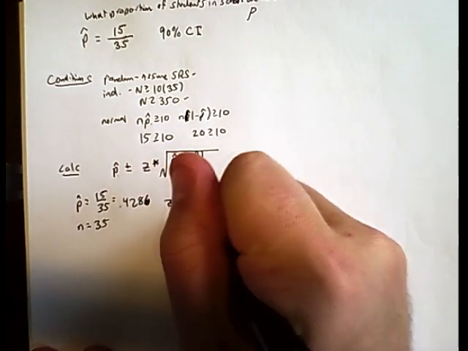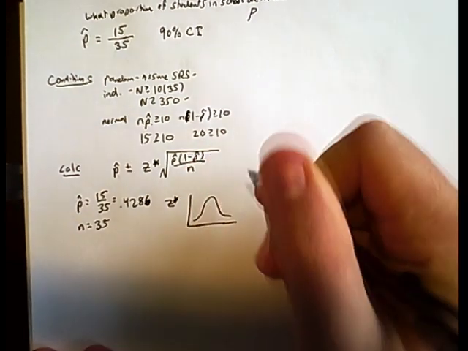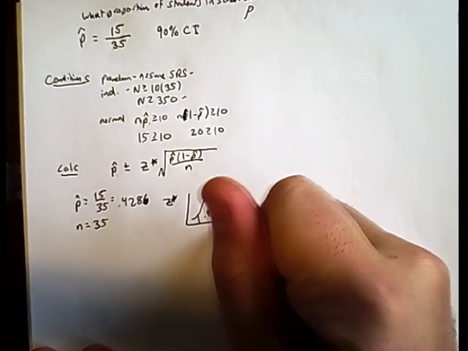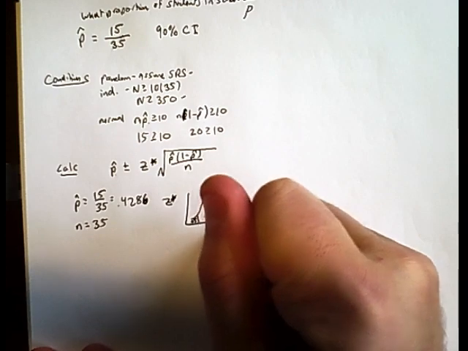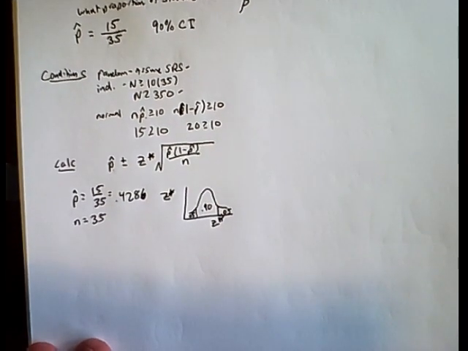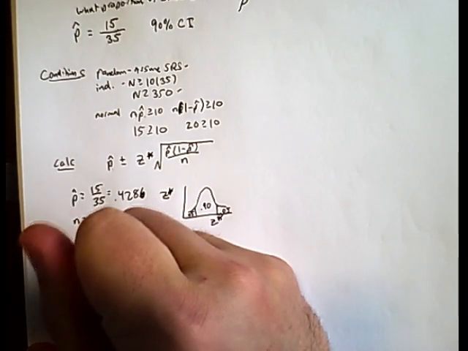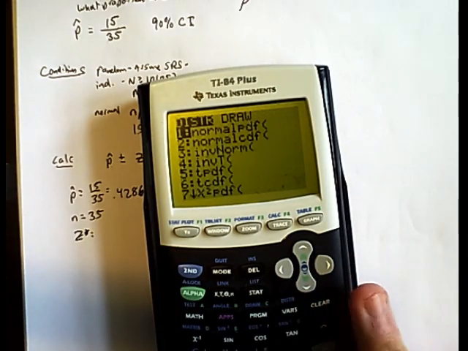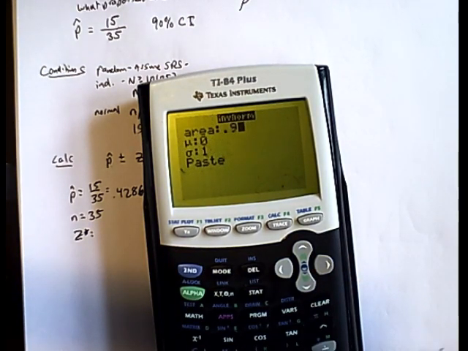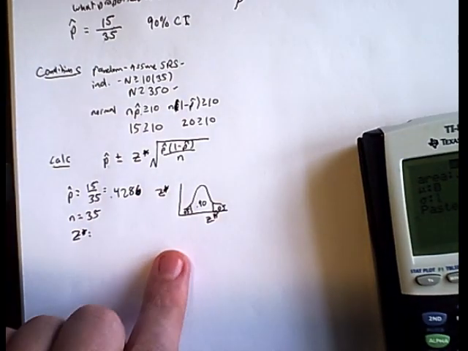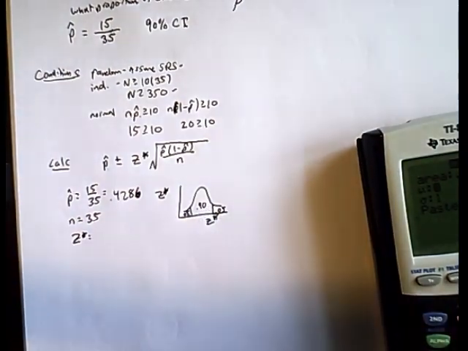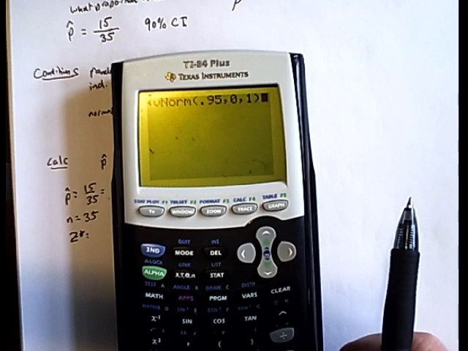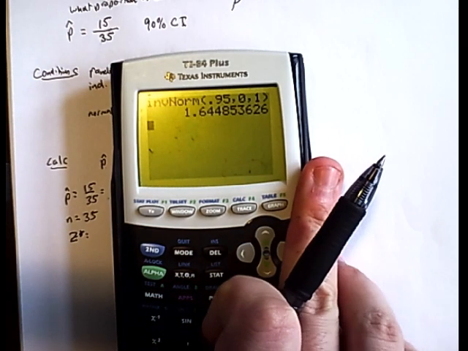So how do I figure out z star? I'm going to draw my normal curve. It's a 90% confidence interval, so 90% falls in the center, and there's 5% left in each tail. So z star is right there. To calculate z star, we go to our trusty calculator and use inverse normal, but the area is actually 0.95 because the calculator uses left tail area: this 5% plus that 90. We leave those alone, paste it, and there's our z star, 1.645.